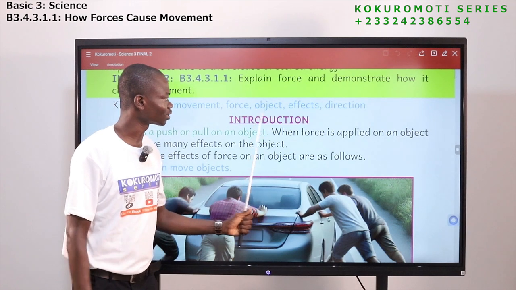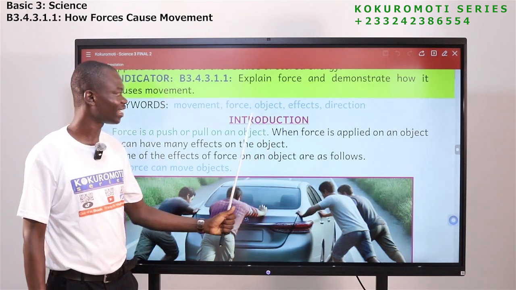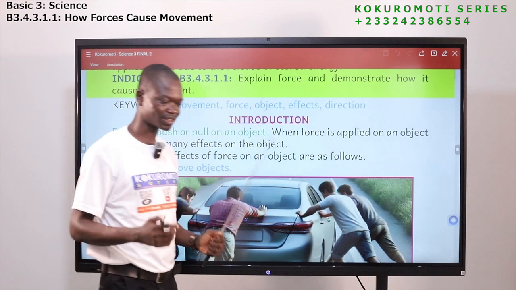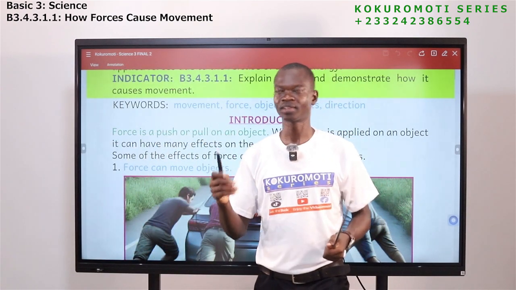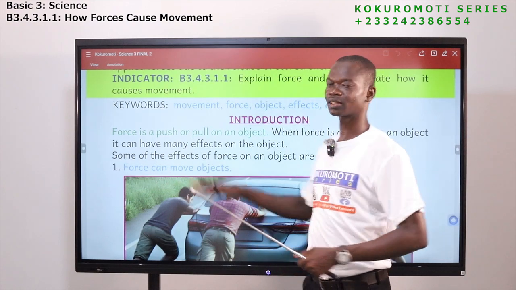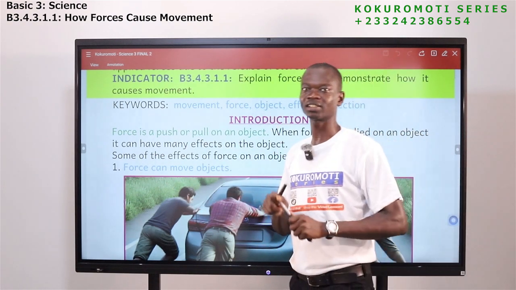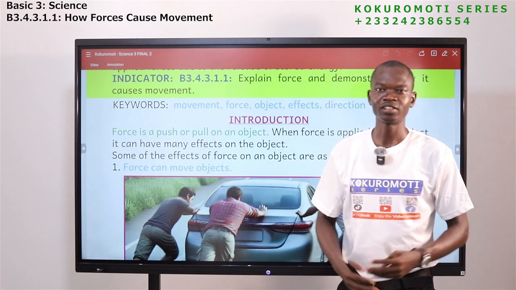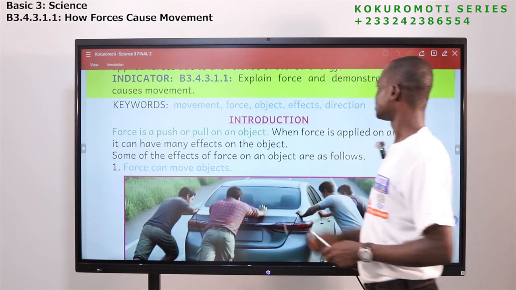The next one is object. All of you, object. Object could be anything. This smart panel could be an object. My pointer here could be an object. The phone that you are using could be an object. Your book could be an object. So that is object.